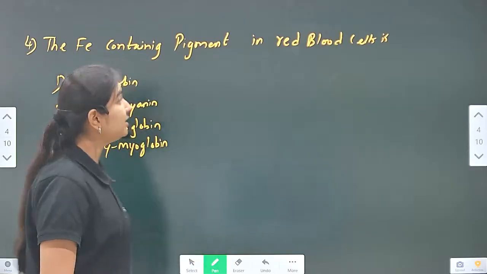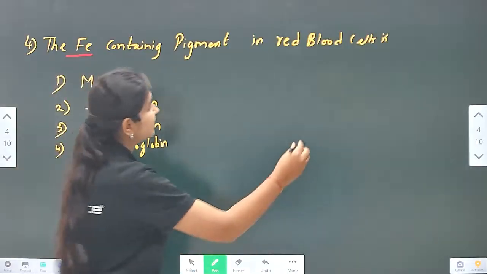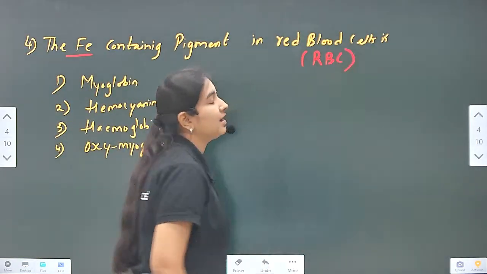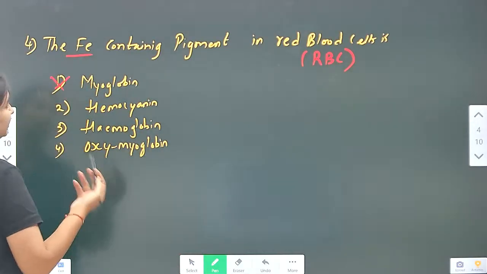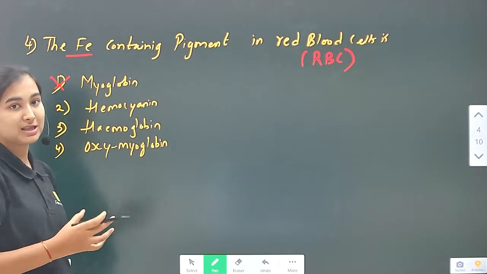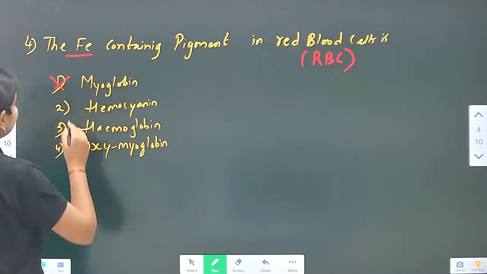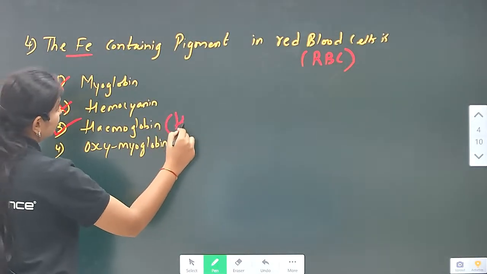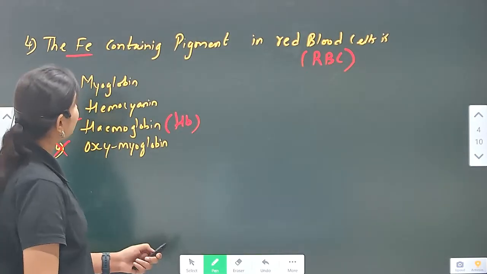Now here they are asking the iron containing pigment which is present in the RBCs. What is an iron containing pigment which is present in the RBC called? Okay, is it called myoglobin? No, it is present somewhere in the tissues. Is it hemocyanin? No, it is present in what? It is present mainly in the mollusks and all, but not here in the RBCs. Okay, so we have the hemoglobin. The hemoglobin, right? Let us quickly move on to the next question.